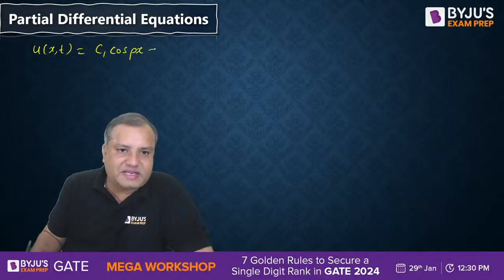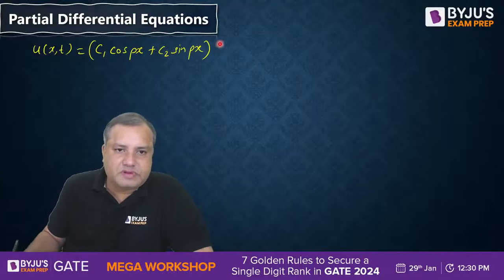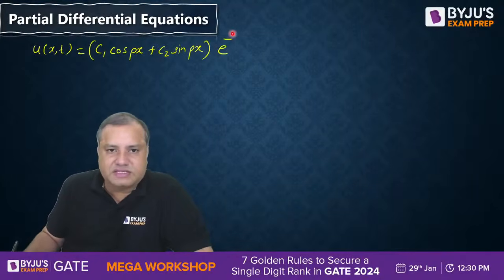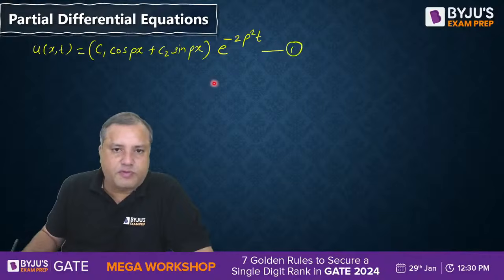C1 cos px plus C2 sin px and e to the power minus c square p square t. C square is 2, p square t. This is my equation 1.